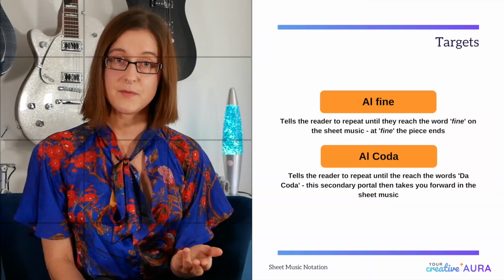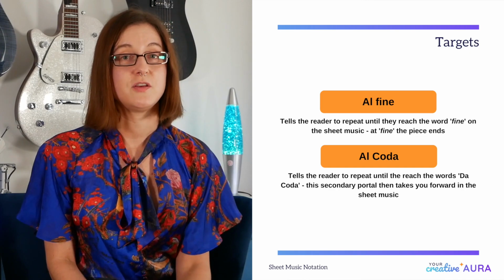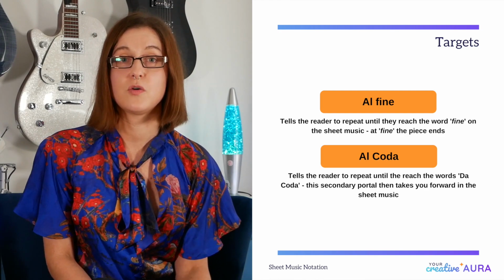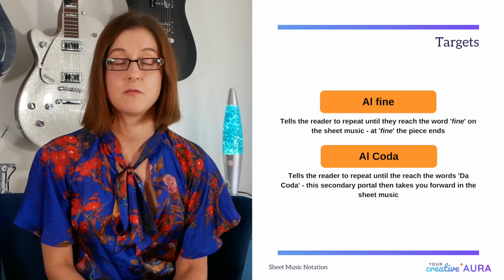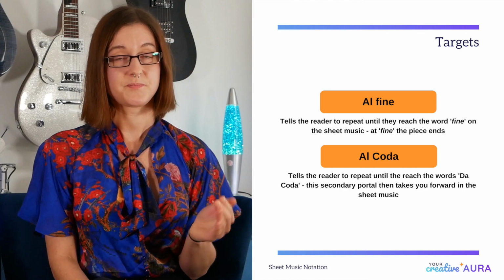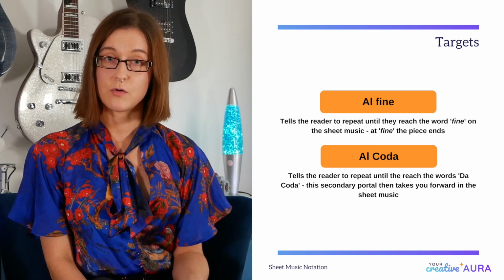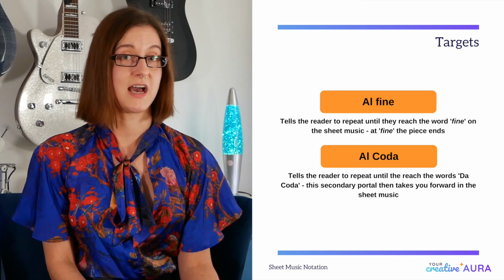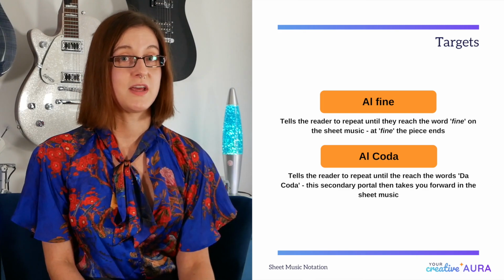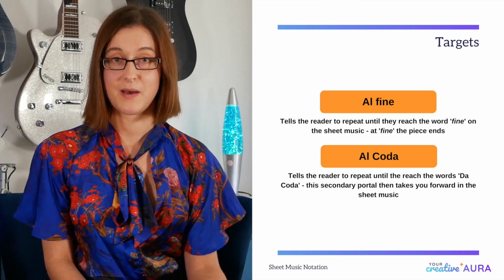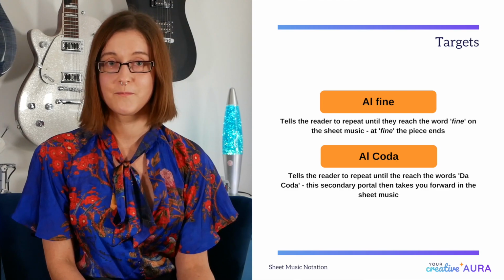Now we have two possible targets. Al fine means to the end. By using al fine on sheet music, you're telling the performer to repeat until you reach the word fine, but when you reach the word fine, the piece ends. So that one's relatively easy. Now al coda means to the tail, and by using al coda on sheet music, you're telling the performer to repeat until they reach da coda, and as we know, da coda is a secondary portal, which then tells you to jump forward to an ending passage marked by the coda sign.